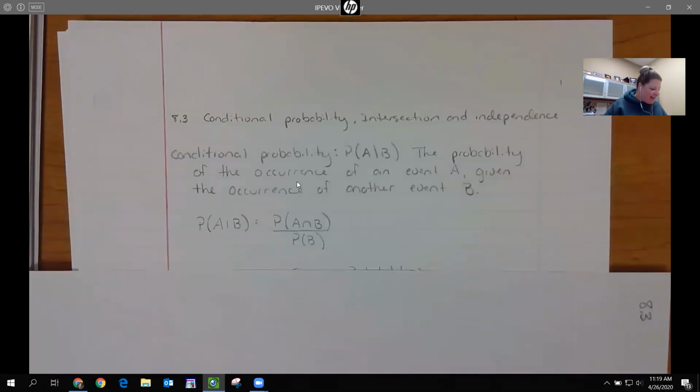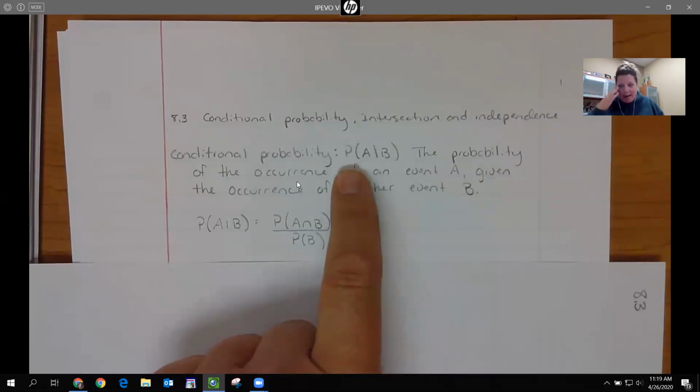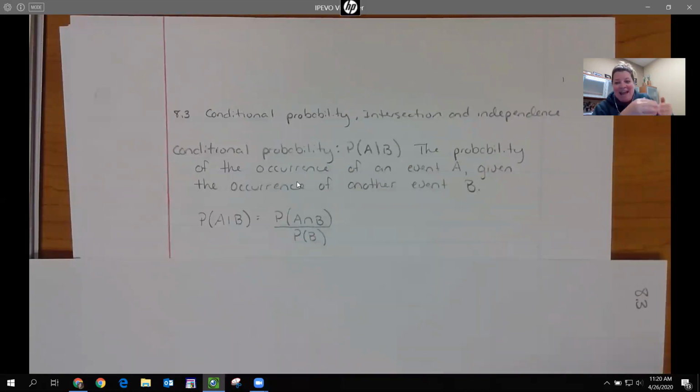The first idea is that a conditional probability has the notation of the big P, which always means probability, capital P, and this is A given B. So the probability of the occurrence of event A given the occurrence of another one, B. So what's the probability of you getting an A given that you came to class every day? Those are the kind of ideas. This probability is actually more realistic and useful than a lot of the others.